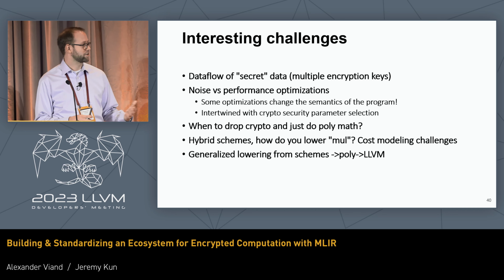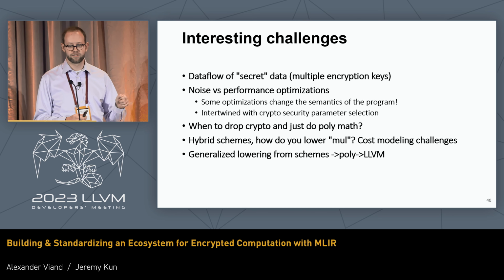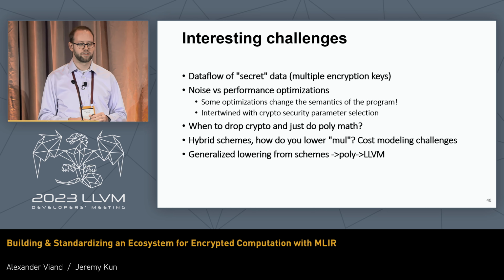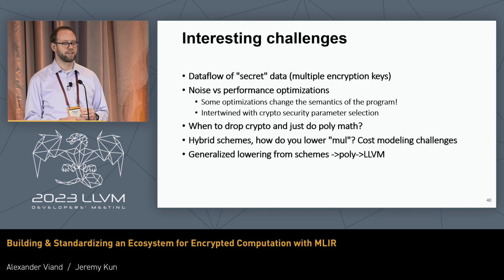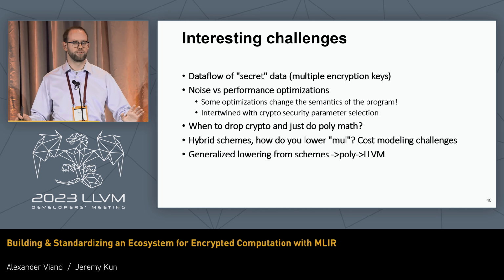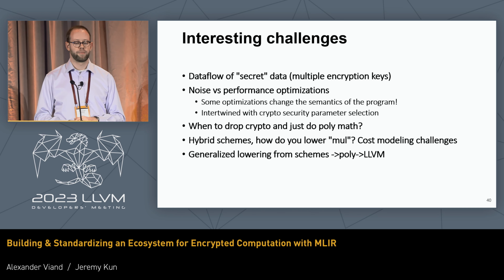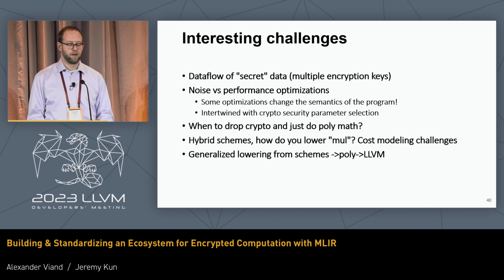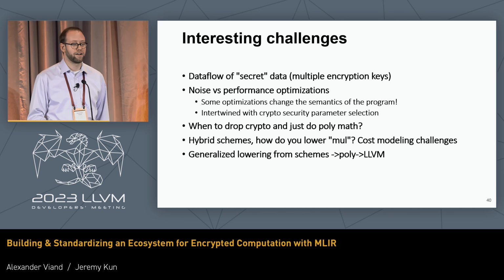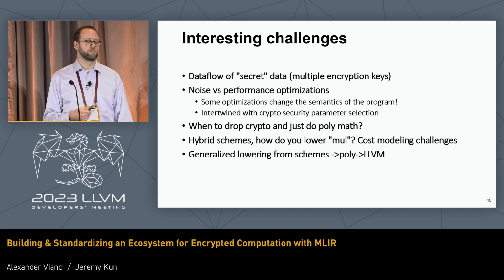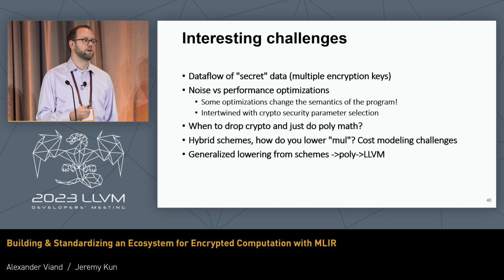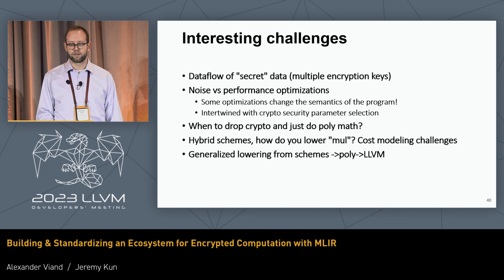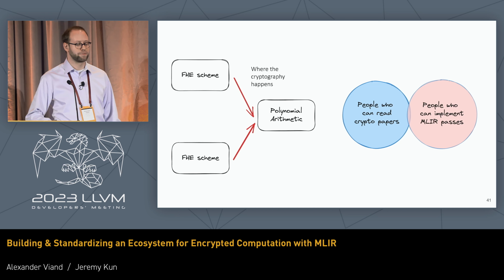And as I think Jeremy said, we're not quite sure where to draw the lines. One of the issues is where do we stop pretending that it's crypto and just do number crunching on polynomials? And then we have all of these fun hybrid schemes and all of that good stuff that makes this challenge even more complicated. But if we do all of that, we will end up with the ability to lower pretty much any FHE scheme to really efficient LLVM. And hopefully, we'll find enough people in this intersection to actually do this.